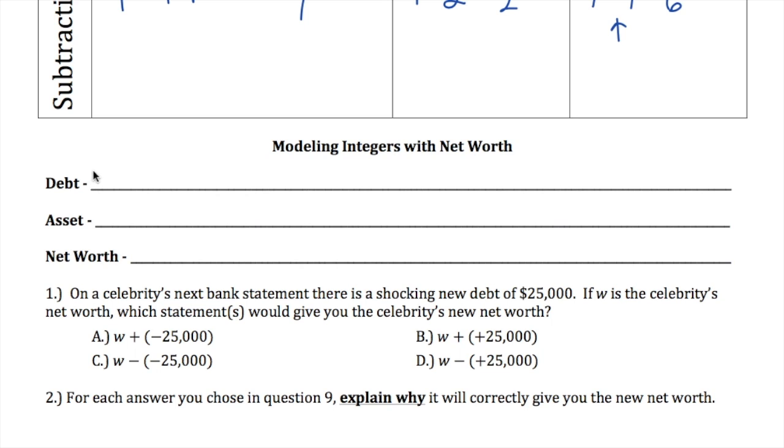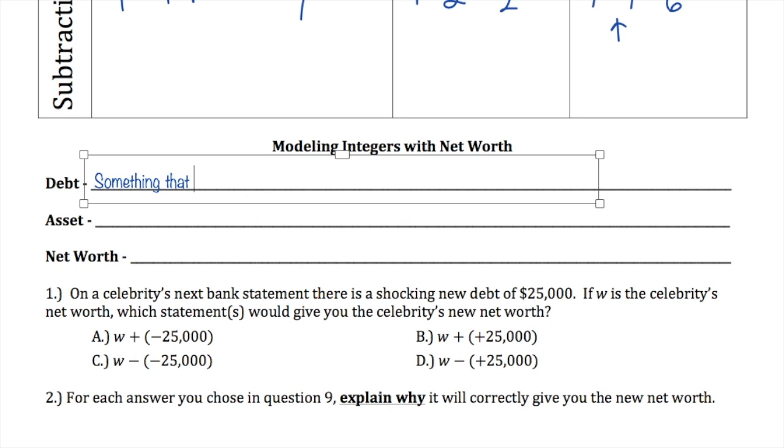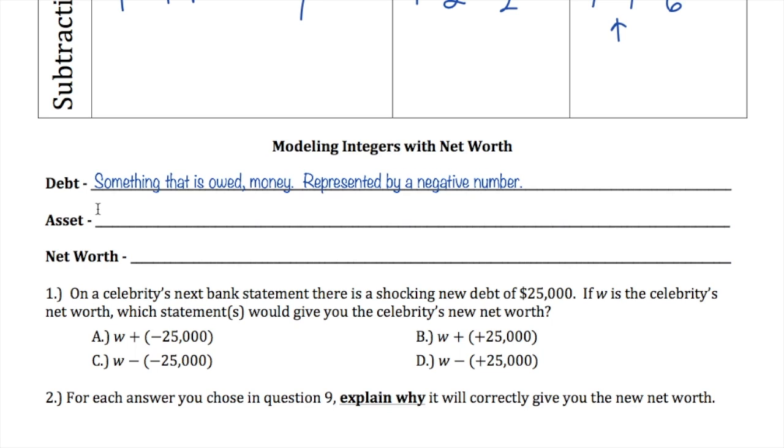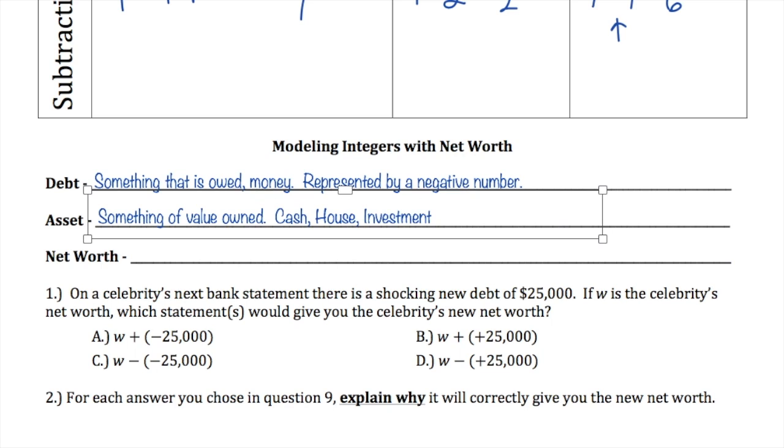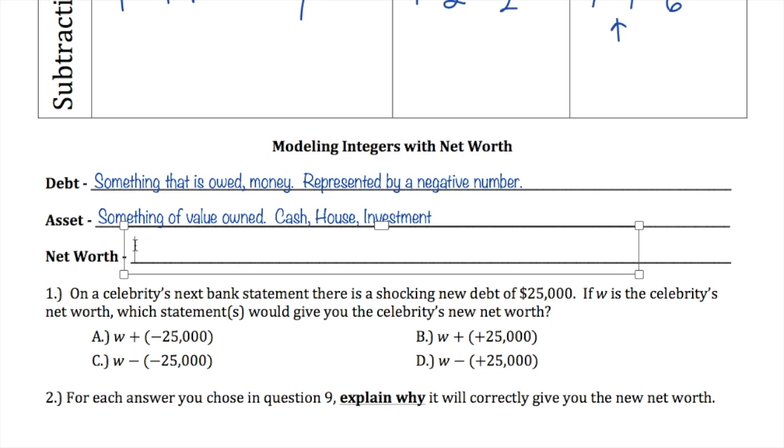So let's define a couple terms first. Let's define debt. A debt is something that is owed, often money, represented as a negative number. An asset, however, is something that you own of value. That could be money, it could be cash, could be a house, could be some sort of investment. Something that you have that you own is considered an asset if it has value. Your net worth then is going to be the total assets minus the total debts. So if you take all the things you own that have value, subtract all the things you owe that have value, you'll get your net worth.